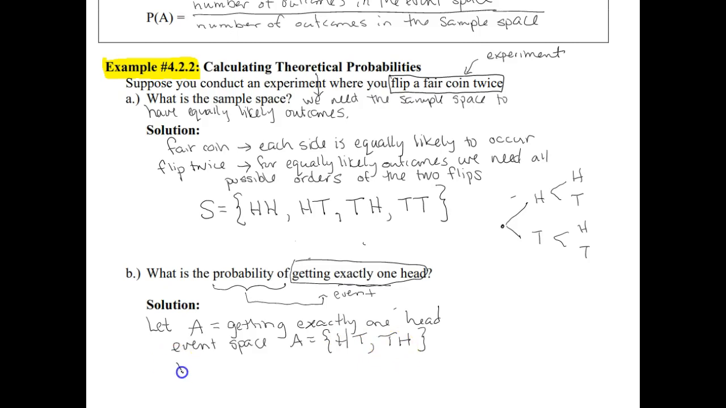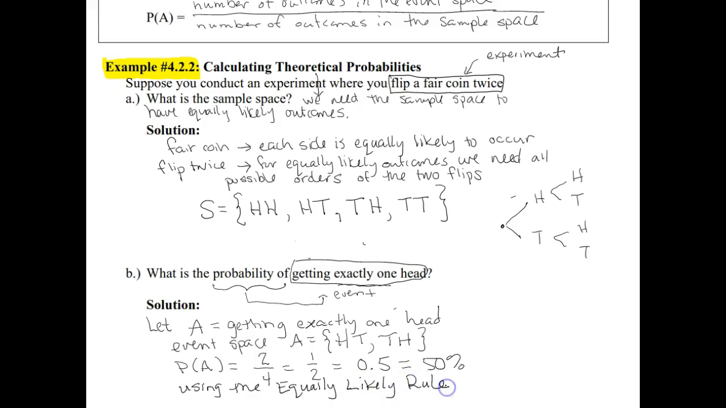So now, probability of A, we're going to count up the number of things in the event space, which is 2, and divide by the total number of things in our sample space, which was 4. So 2/4, or we could write that as 1/2, we could write that as 0.5, or we could write that as 50%. Okay, all four of those answers are correct. Any one of those would be counted as a correct answer. And this was using the equally likely rule.